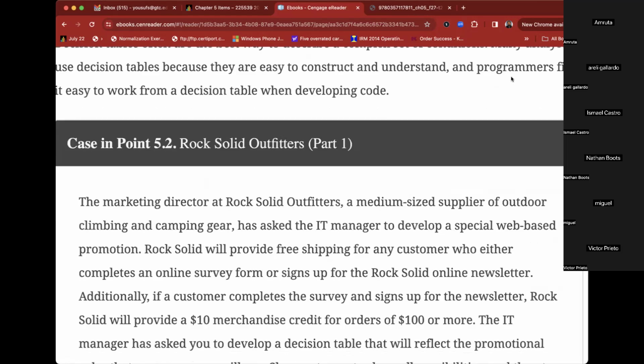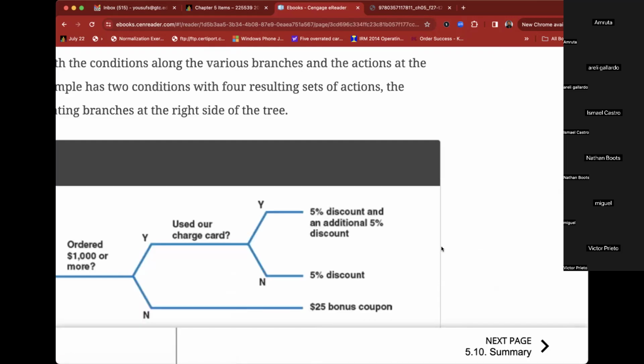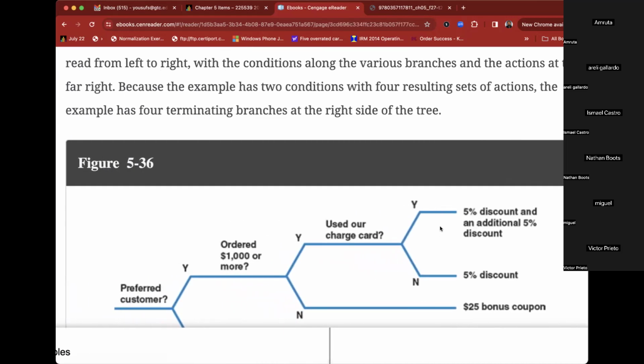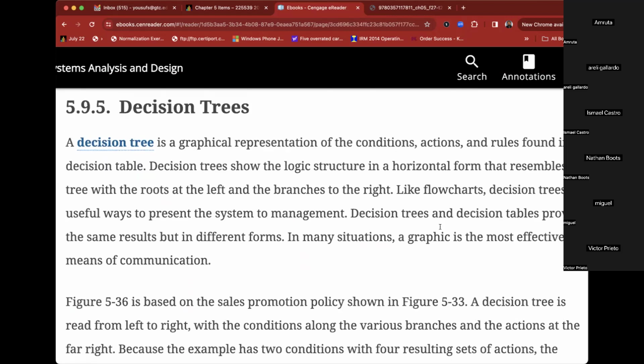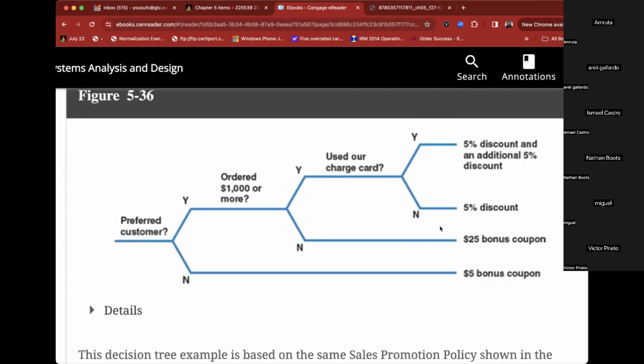Okay. Now let's go to the next topic, which is called decision trees. Now we'll look at the decision tree of the same example. Decision trees go sideways from left to right. Same problem. We start out by asking, are you a preferred customer? No, I'm not a preferred customer. Nothing else matters. You only get $5. Oh, I am a preferred customer.